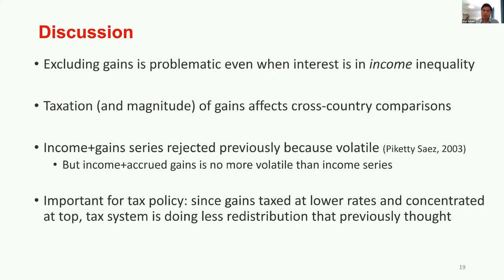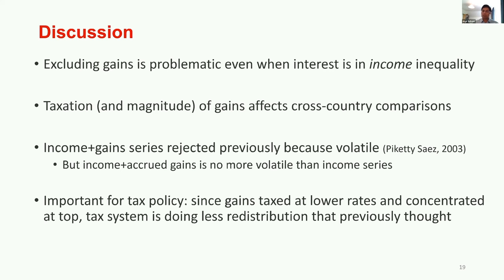So, how should we think about all this? Why does it matter? The first thing is that excluding gains is problematic, even when the concept of inequality you want is income inequality, because a lot of gains actually reflect repackaged income that's now taken in the form of capital gains because they're taxed at a lower rate, but which we might otherwise have thought of as income. So it's important when we end up excluding these.